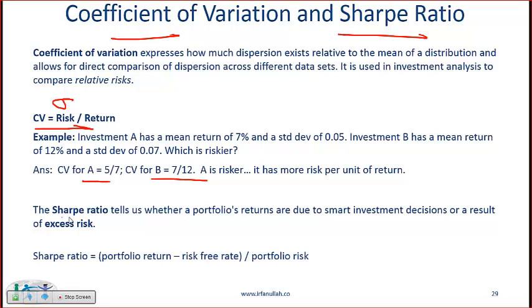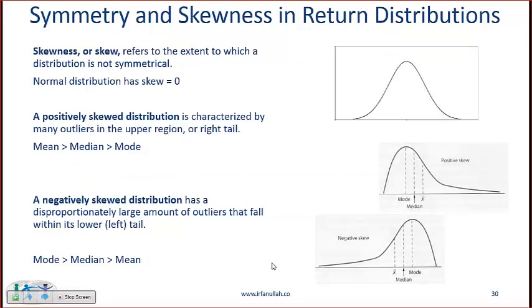The other is the Sharpe ratio, which tells us the excess return. By excess return, we mean the return above the risk-free rate divided by the risk. Here again, risk is measured as standard deviation.